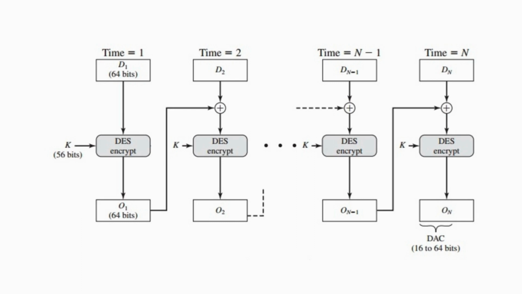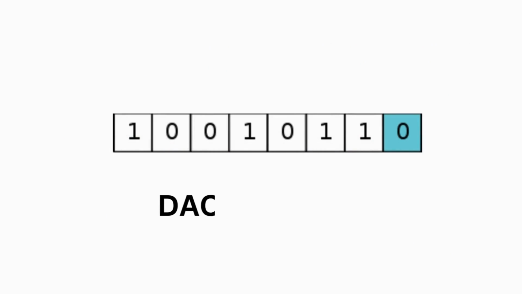Using the DES encryption algorithm E and a secret key K, a data authentication code, DAC, is calculated. The DAC consists of either the entire block Dn or the leftmost M bits of the block, with 16 less than or equal to M less than or equal to 64. DAA is no longer recommended due to security limitations.